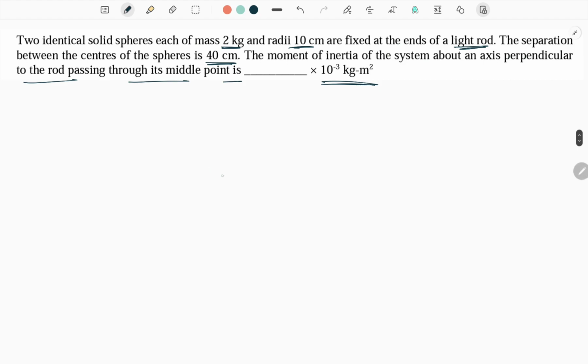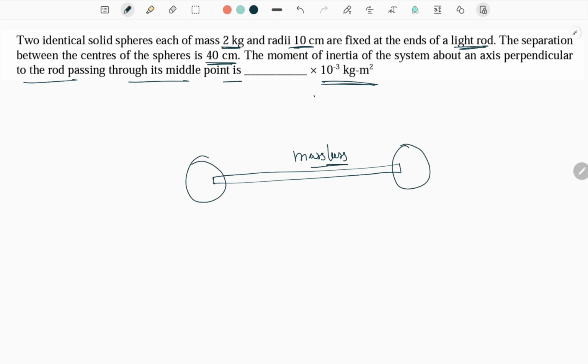So first we understand that this is a rod. Light rod means massless rod. One sphere is kept here, one sphere is kept here. The mass of each sphere is 2 kg and the radius is 10 centimeters. We have to calculate the moment of inertia of this system about this axis.